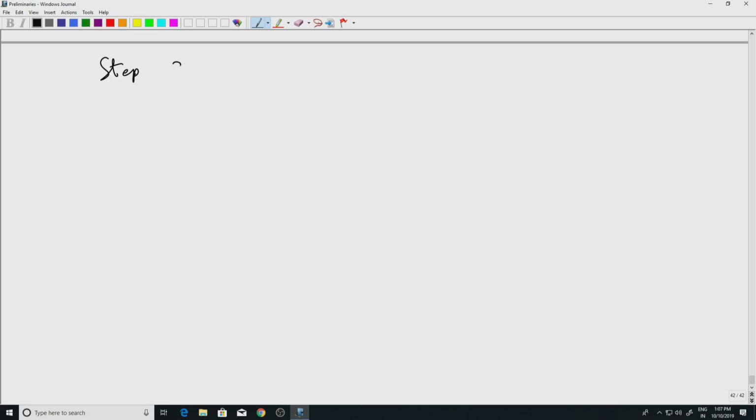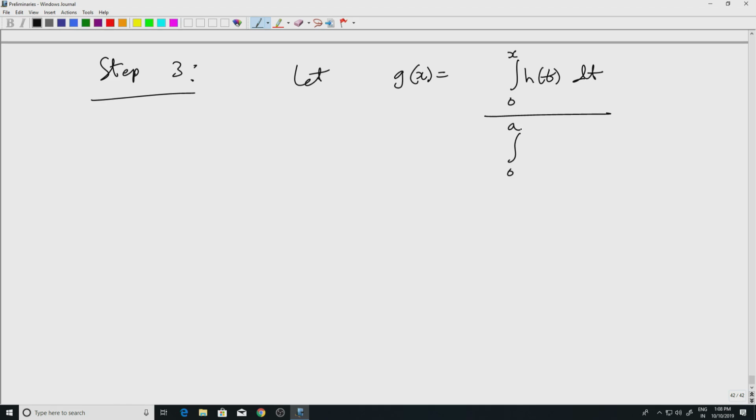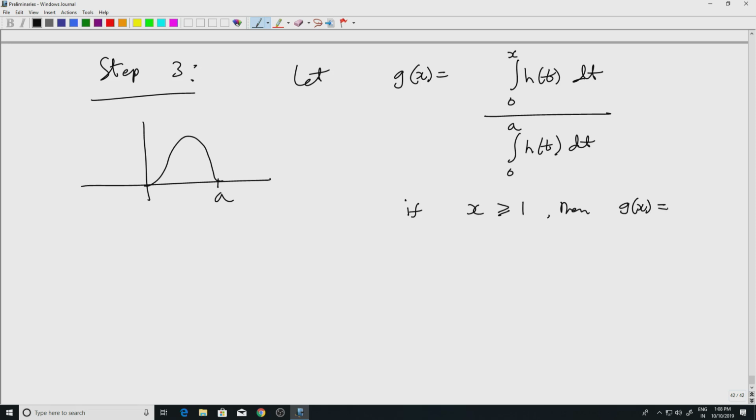Step 3. Let g of x equal the integral from 0 to x of h of t dt, divided by the integral from 0 to a of h of t dt, where h is the function which we had constructed earlier in the last step. Now it's clear that if x is greater than or equal to a, then g of x is, oh, not 1, sorry.